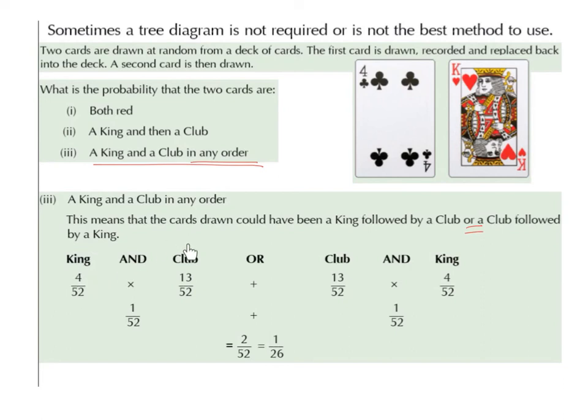4 over 52 multiplied by 13 over 52 is 1 over 52. And 13 over 52 times 4 over 52 again is 1 over 52. And 1 over 52 plus 1 over 52 is 2 over 52, which simplifies to 1 over 26. So the probability of getting a king and a club in any order is 1 over 26.